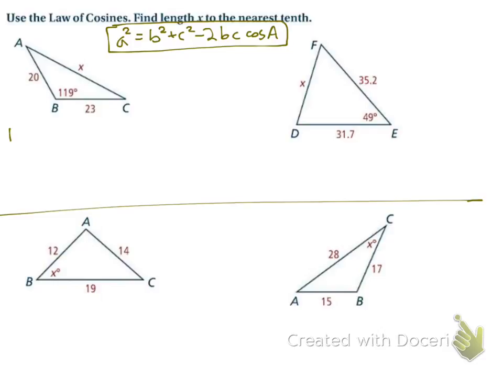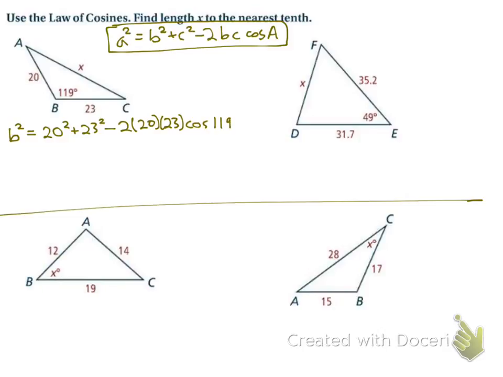So for this one, I'm solving for little b, b squared. Don't forget the squared. So, what are the sides I know in this? 20 and 23. Does it matter which one I write first if I square them? No, it doesn't. So let's see, 20 squared plus 23 squared. Okay, minus, I look up here, it's 2 times BC. Oh, it's just the other two sides. All right, well, does it matter which order I write them in? No, 20 and 23. Okay, what's cosine of the angle? What angle?